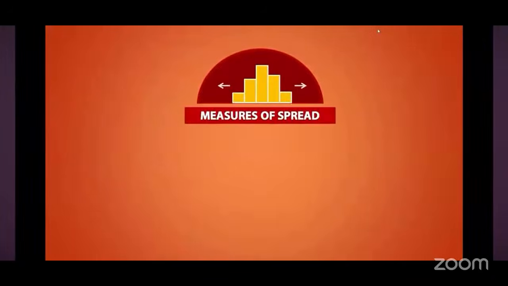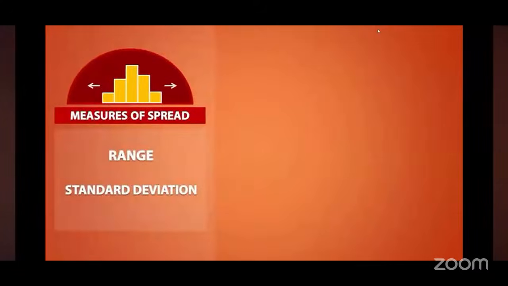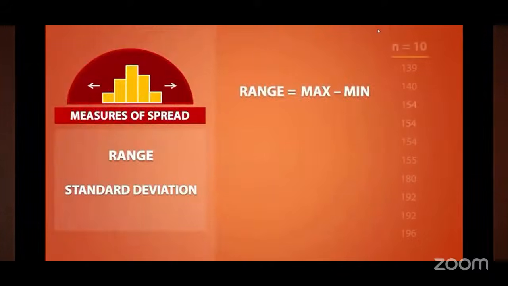Now let's talk about the measures of spread. This includes the range and standard deviation. Both of these values measure spread in a different way. The range is simply the maximum minus the minimum, so it tells us how much room a distribution takes. In this data set, the range is equal to the largest number, which is 196, minus the smallest number, which is 139. As a result, the range is equal to 57.